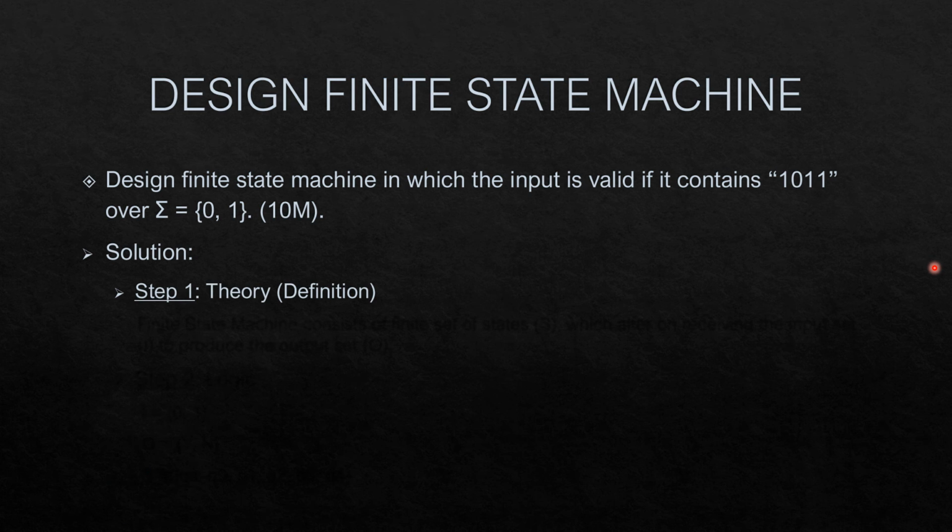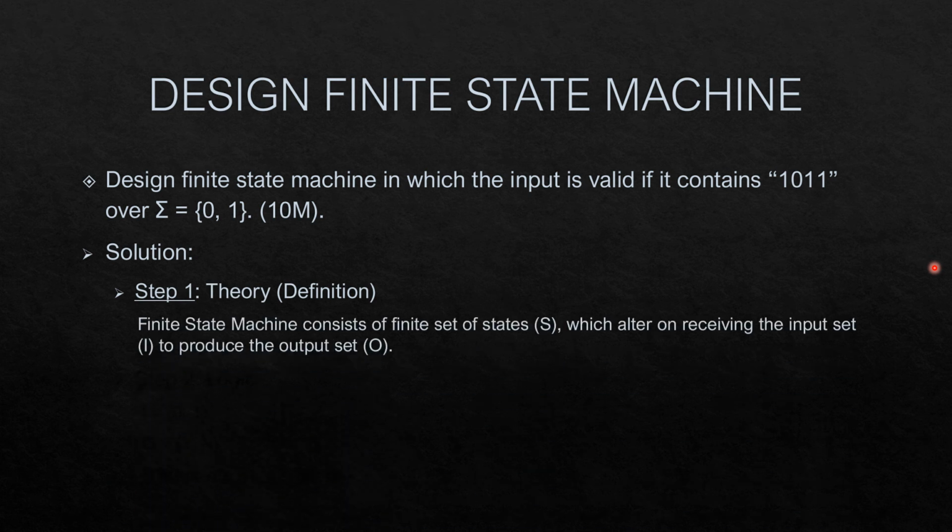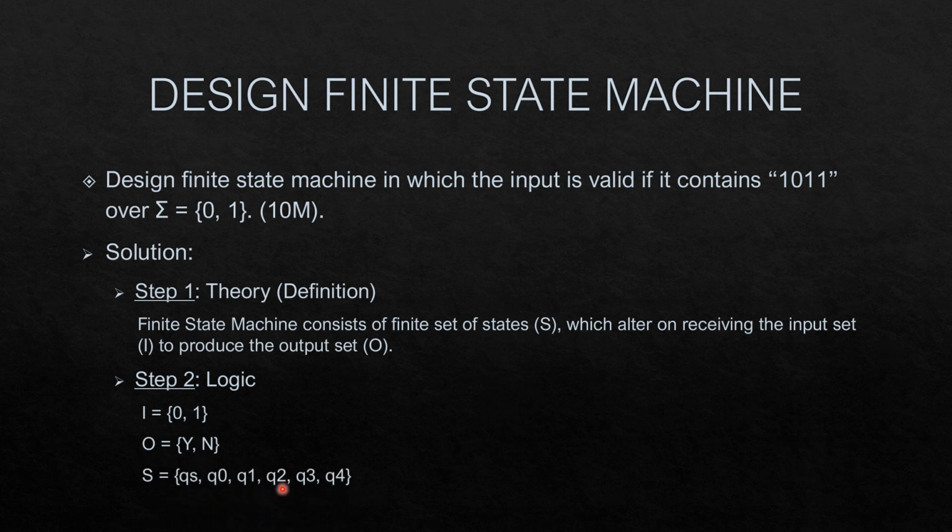As usual, step 1 is theory, that is the definition of finite state machine. Step number 2 is logic. I is already given in the question, the set of 0, 1. O will remain Y, N, that is yes and no. And finally, S as states Qs to Q4, where Q0 will represent 0, Q1 will represent 1, Q2 will be 10, Q3 will be 101, and Q4 will be 1011.